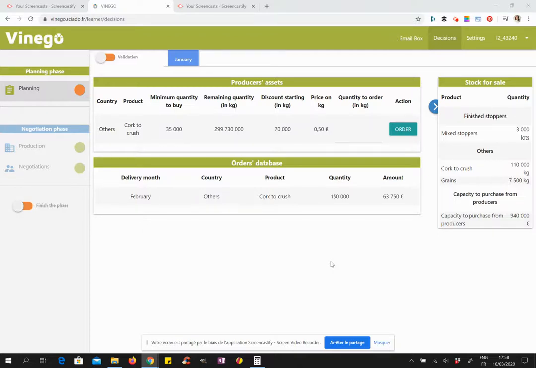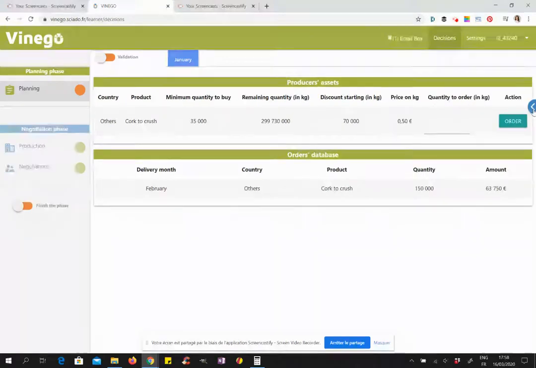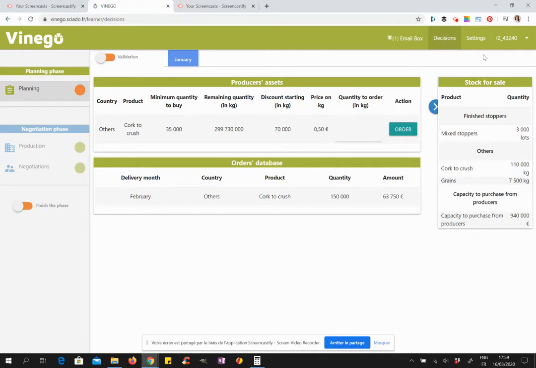Your first decision in VINEGO consists in ordering the quantity of cork to crush that you want this month from your producers. But in order to know how much to order, you should first know how much you have in stock, because you start your month with already some stock here, visible under this blue flash.